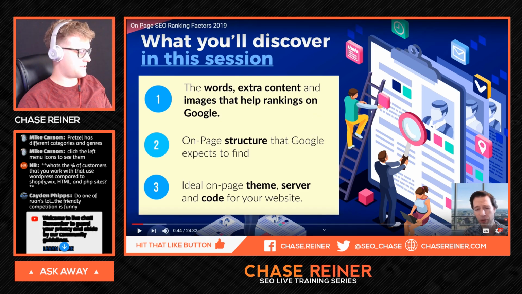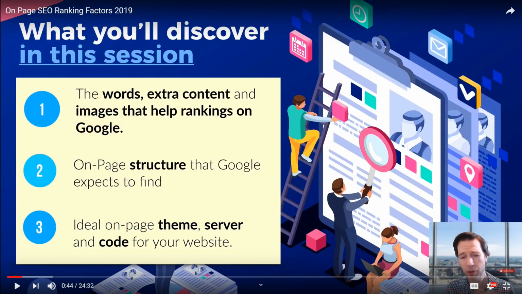Okay, so we're talking about on-page SEO ranking factors, and he's saying we're talking about one, the words and content and images you need that will help you rank higher on Google. 2, on-page SEO structure that Google expects to find. And 3, on-page theme, server, and code for your website.